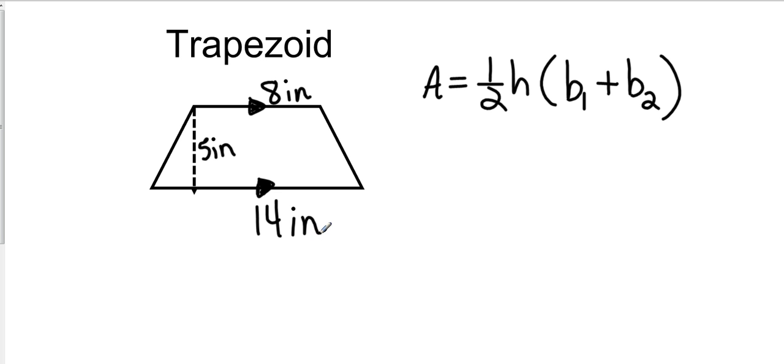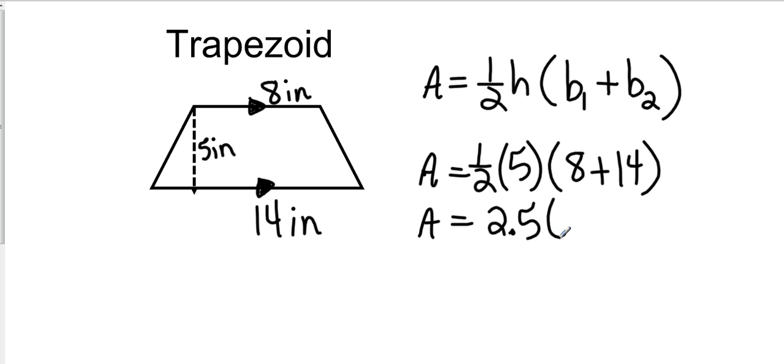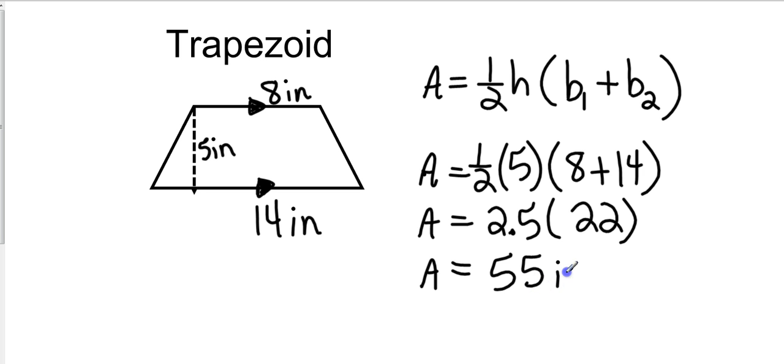Okay, so I'm going to have 1/2 of the height times base 1 plus base 2. Okay, so we're going to do parentheses first. 1/2 of 5 is 2.5, times 14 plus 8, which is 22. And so that gives me an area of 55 inches squared. Okay.